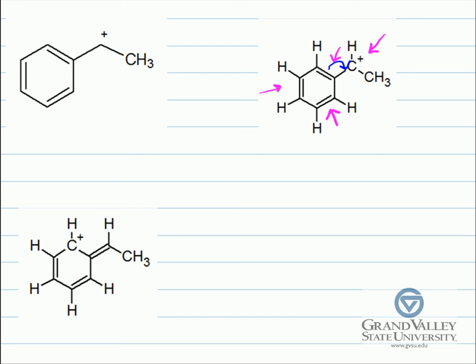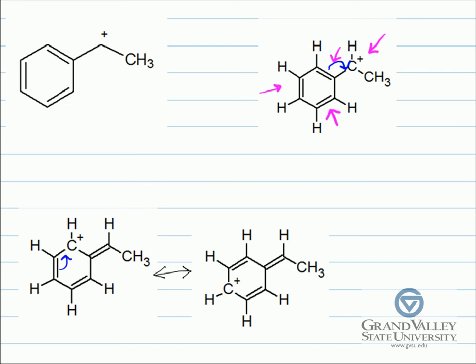This means we can move the positive charge all the way around the ring because of the other pi bonds in the ring. The next resonance structure would result from this pi bond moving over to create a carbon-carbon double bond next to it, which moves the placement of the positively charged carbon. So we can move the positive charge all the way around the ring, creating many other resonance structures.